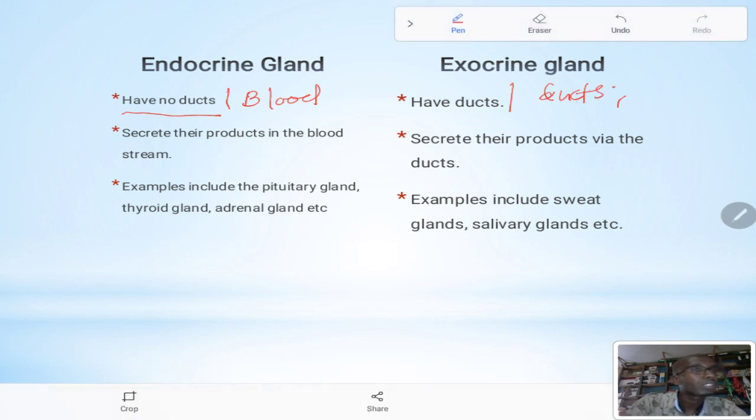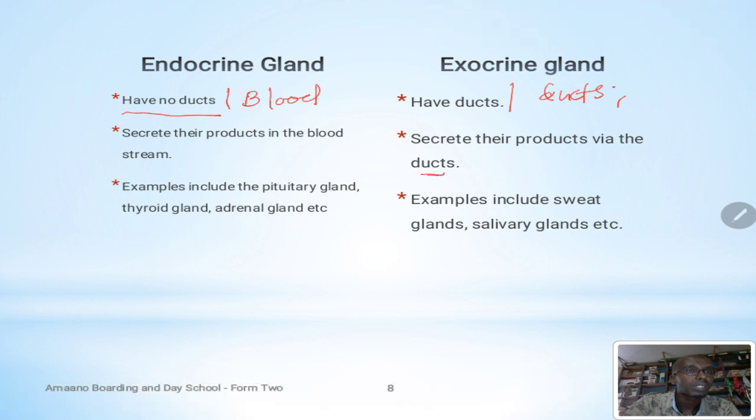So the name of the duct depends on the gland or the substance it carries. For example, a bile duct carries the bile from the liver to the small intestine. A sperm duct carries the sperm from the testes to the outside through the urethra. A sweat duct carries the sweat from the glands onto the surface of the skin, and so on. Endocrine glands secrete their products directly into the bloodstream. Exocrine glands secrete their products via ducts.